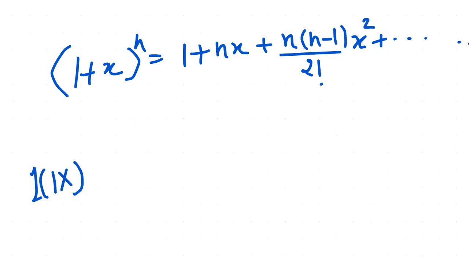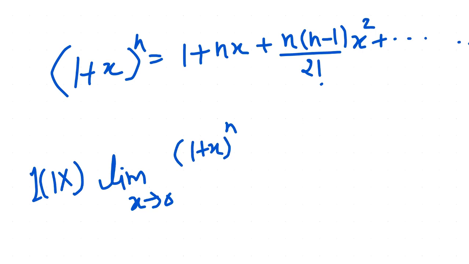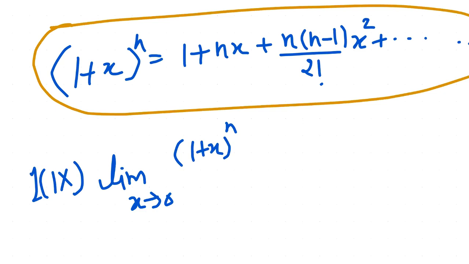Limit x tends to 0, (1 plus x) to the power n, minus 1, upon x. See, this is the binomial expansion. This is the formula. Whenever we have this, then we will use this expansion. Okay, we have this question. So now let us use the expansion of this.